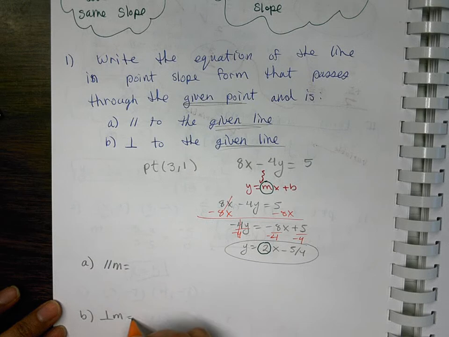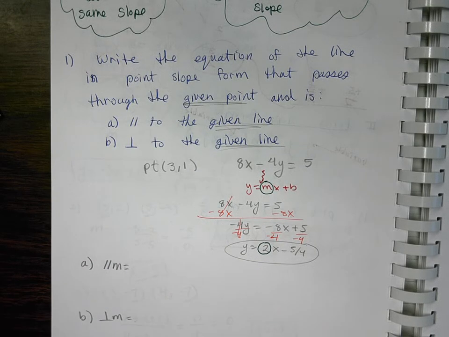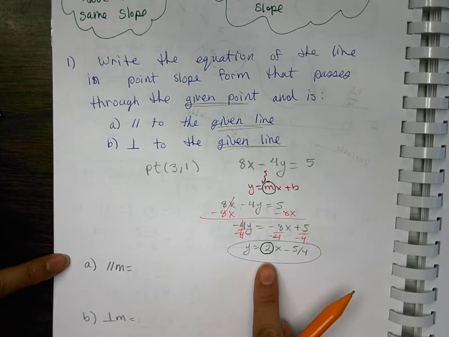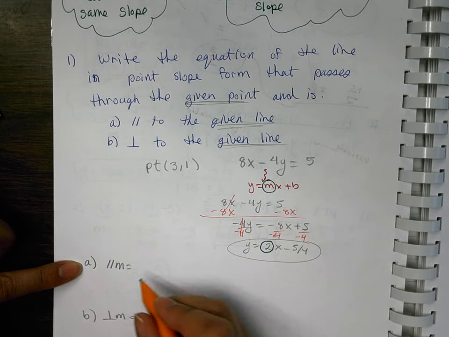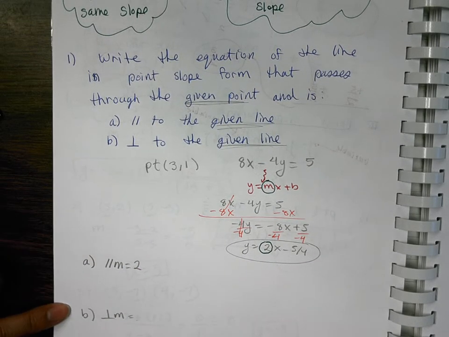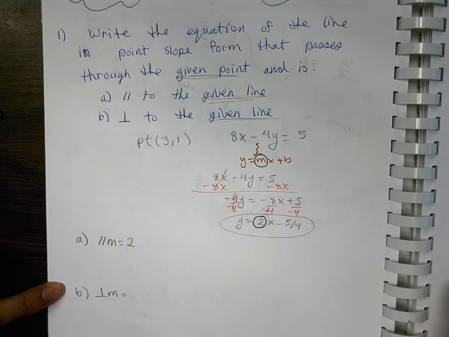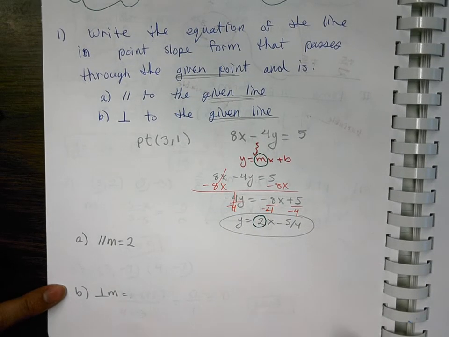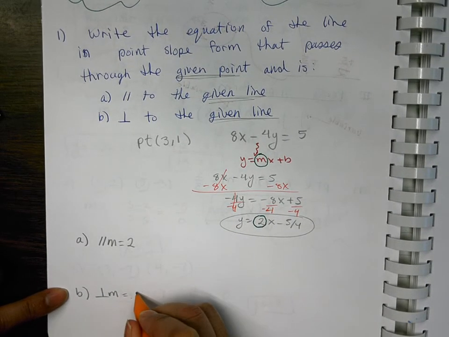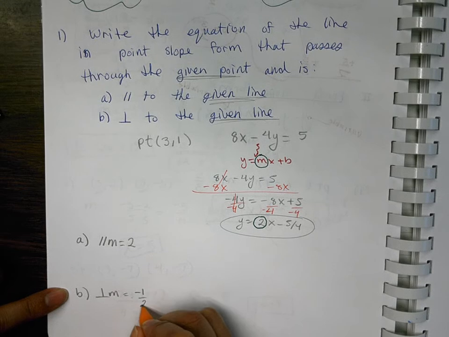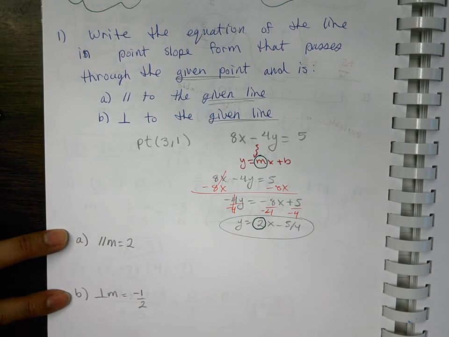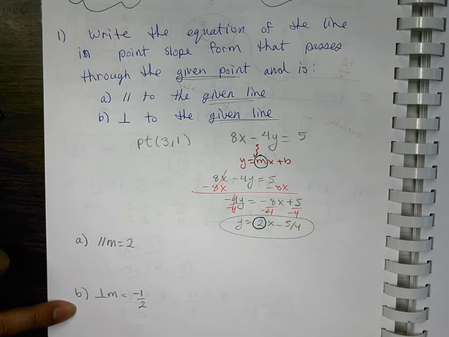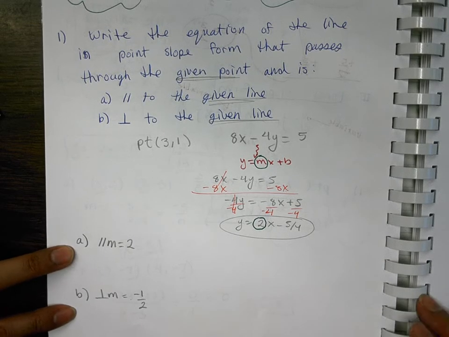Knowing what we know about slopes being parallel and perpendicular, if I'm doing part A and it's parallel, what would my slope be? 2. When I'm working on part B and I'm looking for the perpendicular slope, what would my slope be? 1/2 or -1/2? -1/2. All right, does everybody see how I got these two slopes for part A and for part B? Yes? All right, which form did they ask us to use?